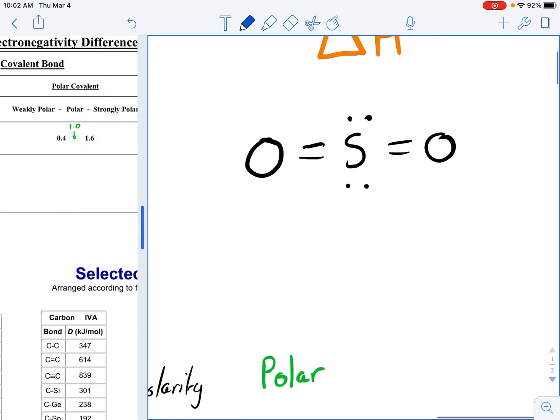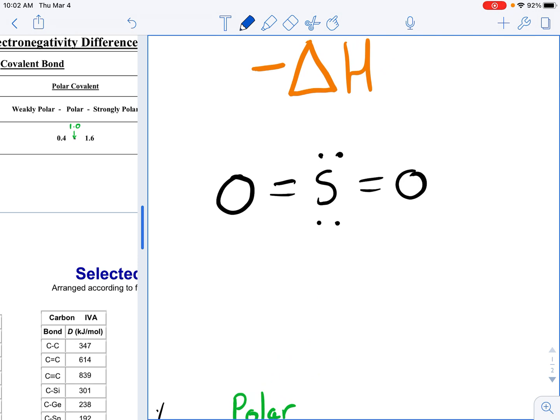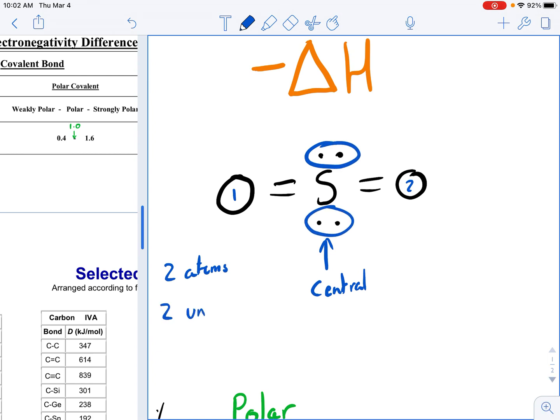All right, now we need to look at what the shape of this molecule is. Here is our central atom. We don't get to pick this time because there's one in the middle. So I have to count the atoms that are attached. There's 2 atoms attached, so 2 atoms. And then I count the electrons that aren't being used. 2 unshared pairs.